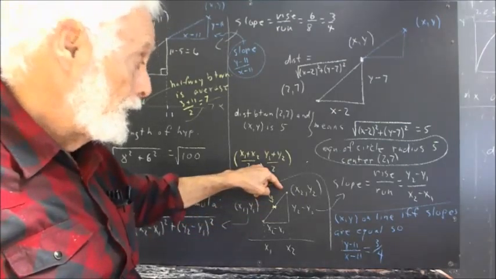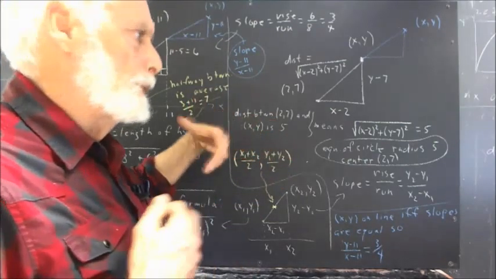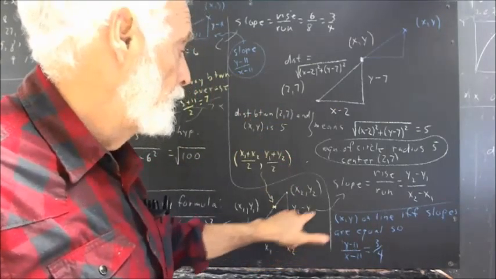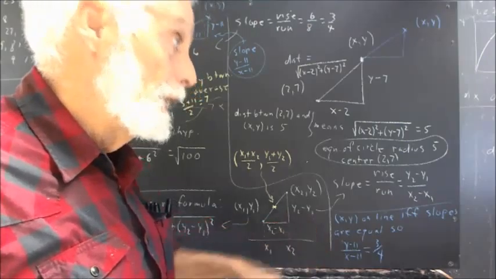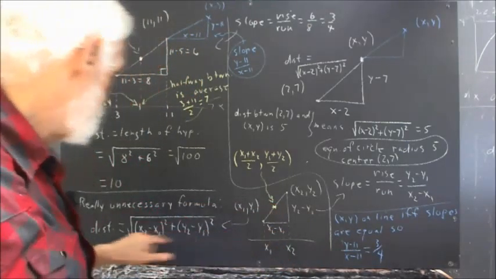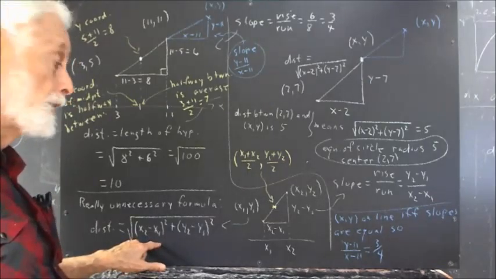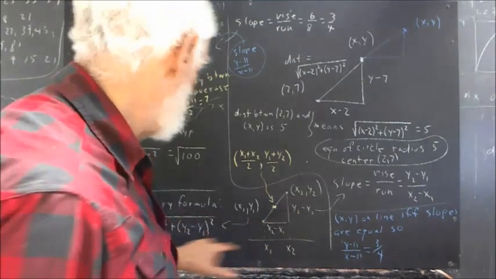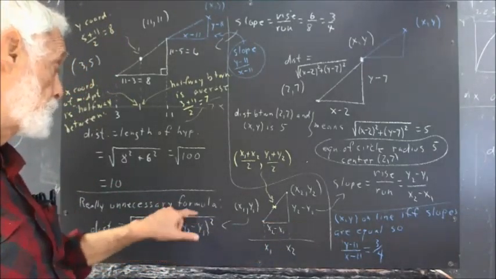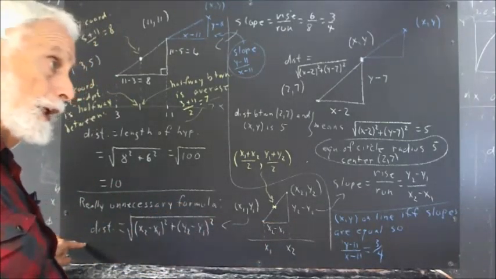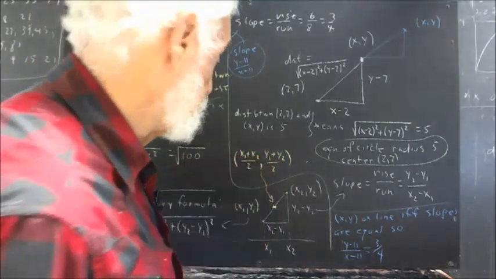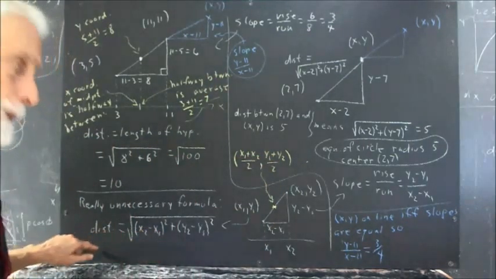The hypotenuse is the square root of what you get when you square this leg and add them. So the hypotenuse is this squared: x2 minus x1 quantity squared plus y2 minus y1 quantity squared, the two legs squared, square root. You've got the hypotenuse, which is the distance between the two points. You don't need to memorize a meaningless formula.